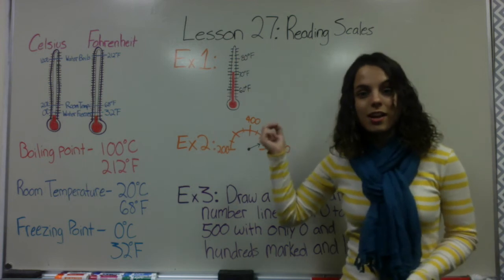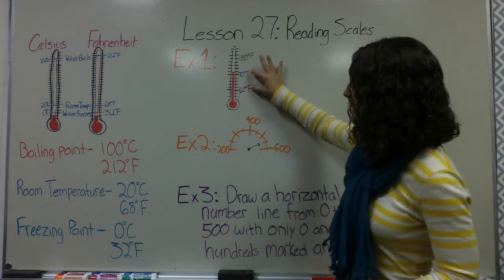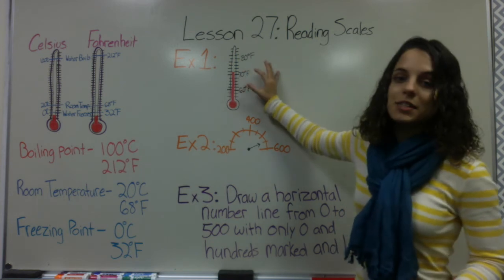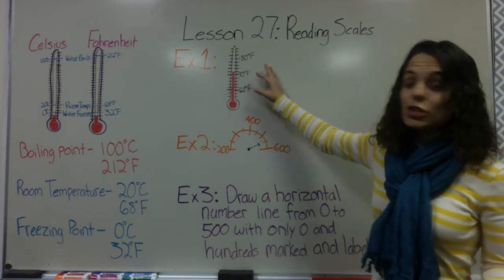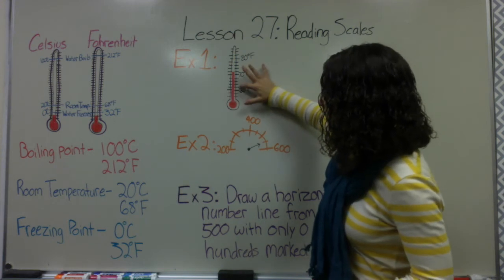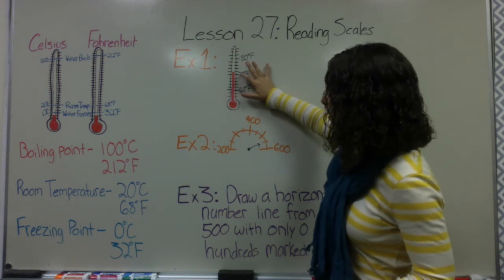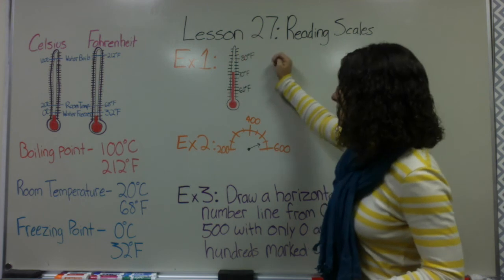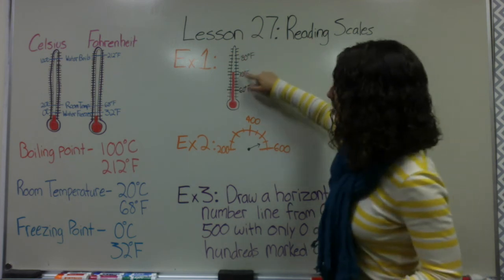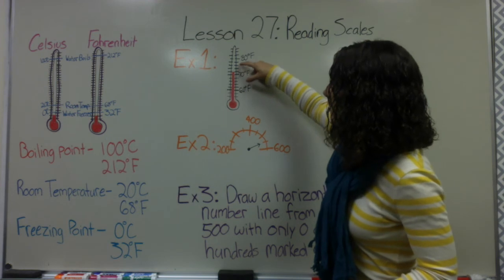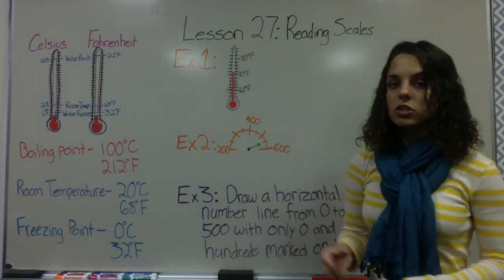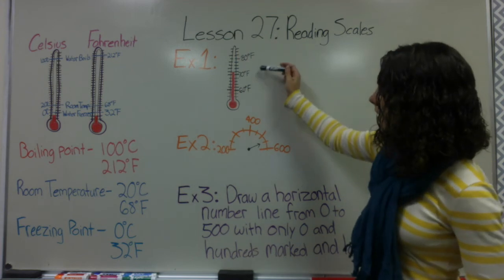So actually, if I do 10 degrees here between 60 and 70, and I have 5 lines, it would be divided by 5, which is 2. Let's try counting by 2s and see if it works. 60, 62, 64, 66, 68, and there's 70, so it does line up properly. We could try it again from 70 to 80: 70, 72, 74, 76, 78, 80. It works again. So I know we're counting by 2s on the degrees for the Fahrenheit scale.